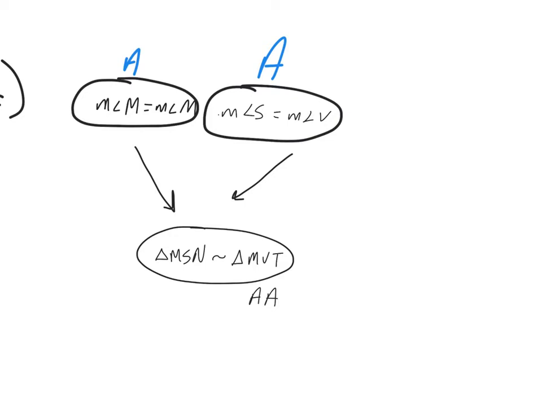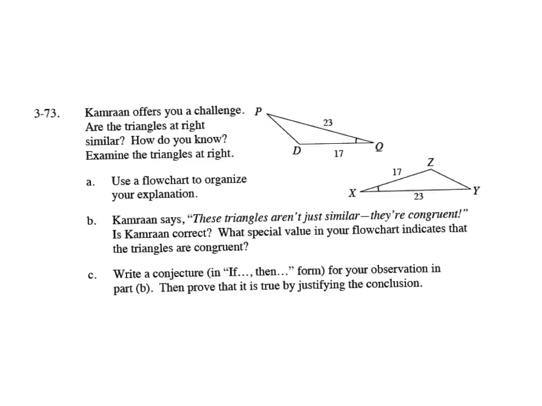We're going to move on to the next problem. Problem number 73 offers us a challenge. It says, are the triangles at the right similar, and how do you know? And so we're going to do a flowchart again.